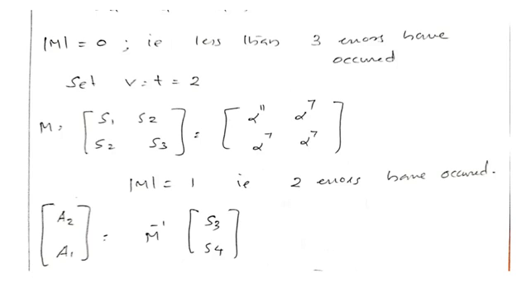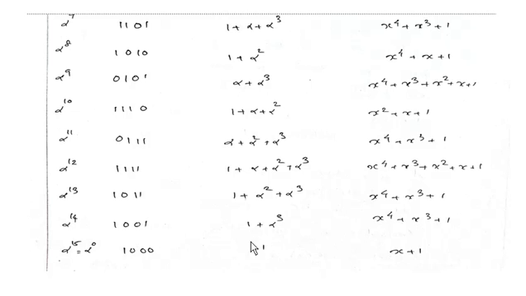So what is alpha raised to 18? Alpha raised to 18 is alpha raised to 15 into alpha raised to 3. Alpha raised to 15 is 1. So alpha raised to 3 plus alpha raised to 14. So alpha raised to 3 is alpha raised to 3 itself. Then what is alpha raised to 14? We can see alpha raised to 14 is alpha raised to 3 plus 1. So alpha raised to 3 plus 1 plus alpha raised to 3 is 1. So we have determinant of m is not equal to 0.